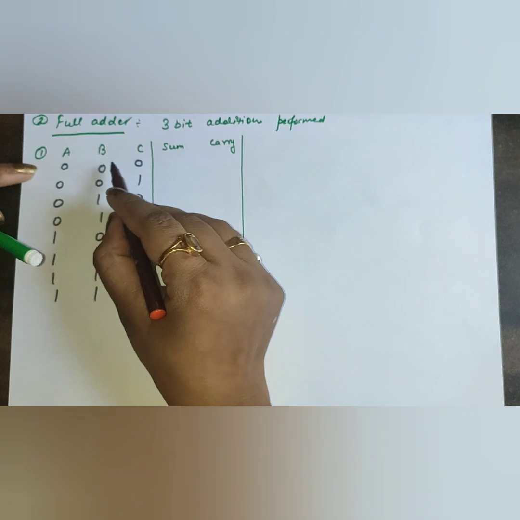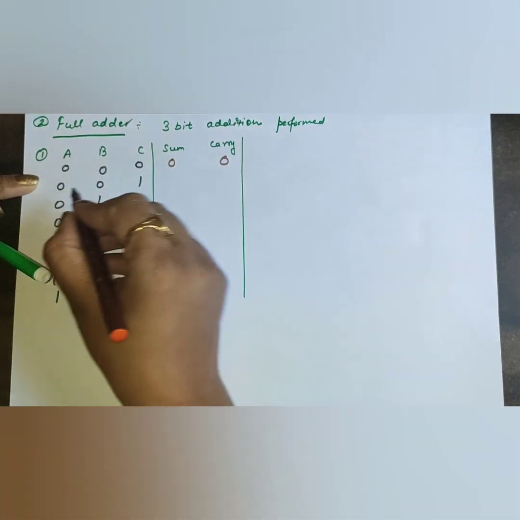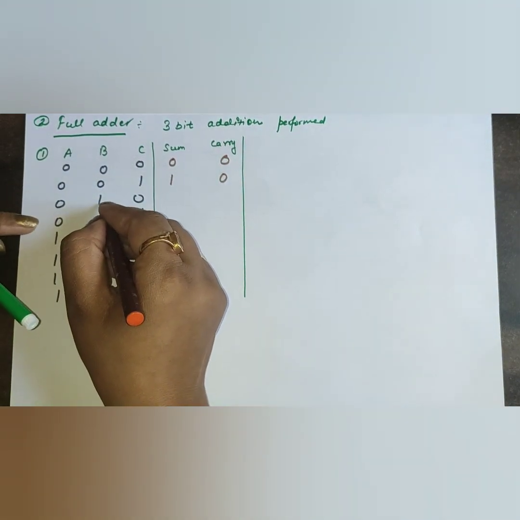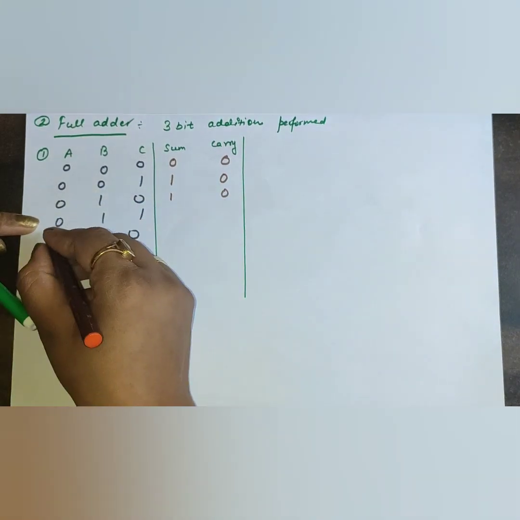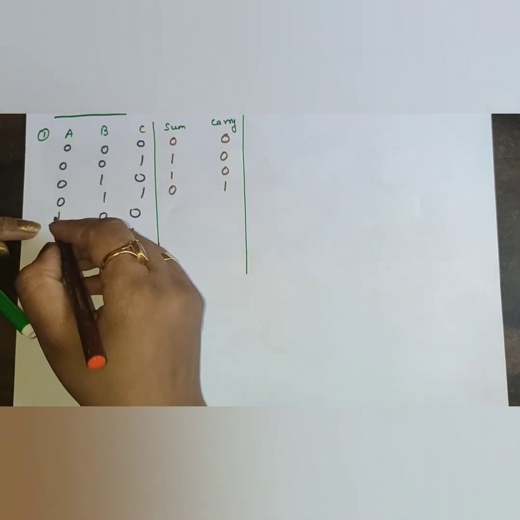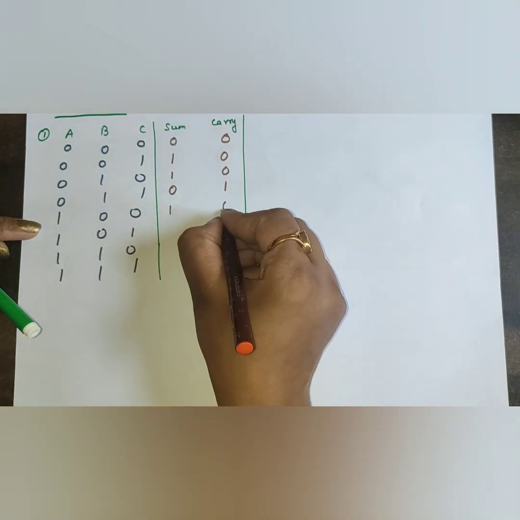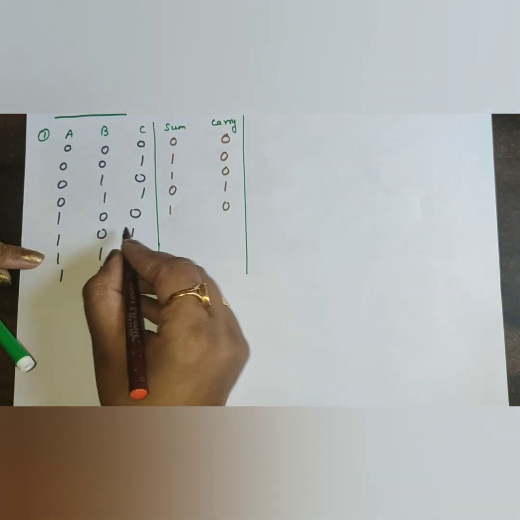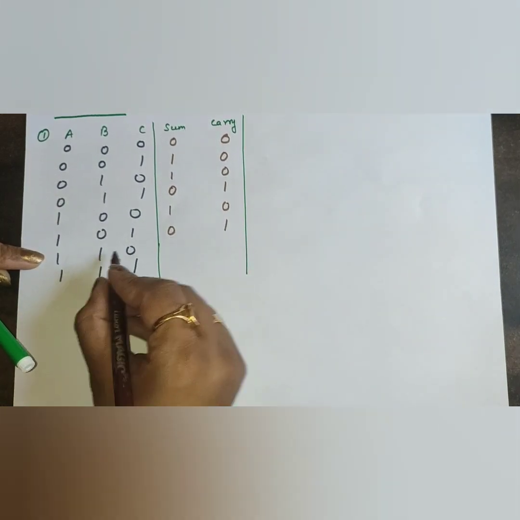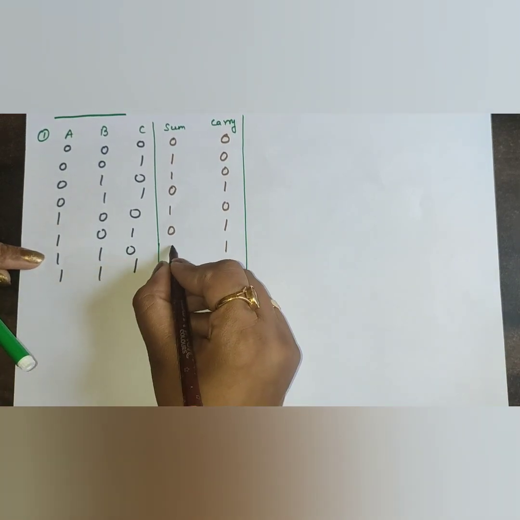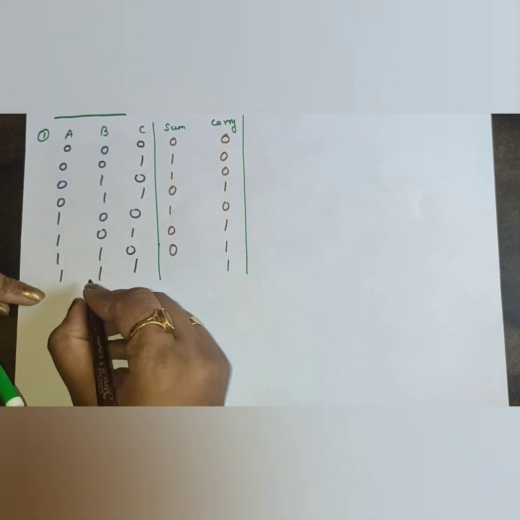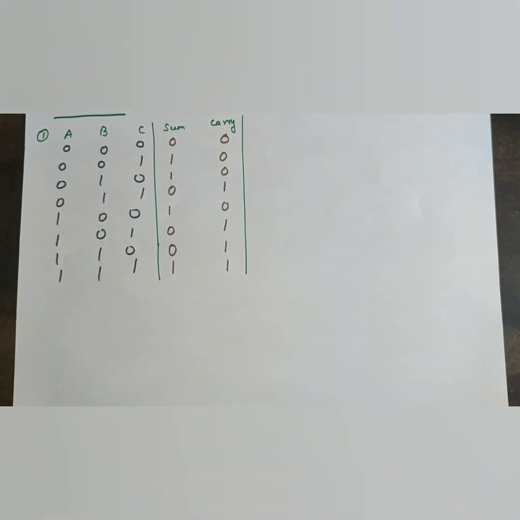Now we will write the table. For 0 0 0, sum is 0, carry is 0. 0 0 1: 0 plus 0 plus 1 is 1, carry 0. 0 1 0: 1, carry 0. 0 1 1: 0 plus 1 plus 1 is sum 0, carry 1. Now 1 0 0: sum 1, carry 0. 1 0 1: sum 0, carry 1. 1 1 0: sum 0, carry 1. 1 1 1: 1 plus 1 plus 1 is sum 1, carry 1. So this is our answer.